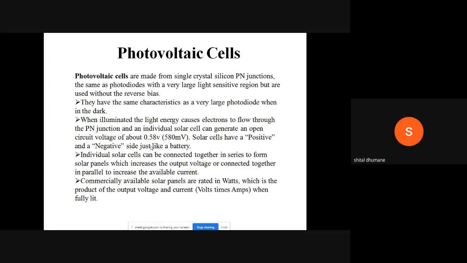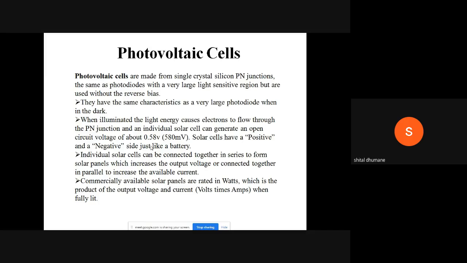So what are photovoltaic cells? They are made from single crystal silicon PN junctions, the same as photodiodes, with a very large light sensitive region, but are used without reverse bias. So they have the same characteristics as a very large photodiode when in the dark. When these solar cells are in dark mode, they have the same characteristics as your photodiodes. When illuminated, that means when light falls on them, the light energy causes electrons to flow through the PN junction, and an individual solar cell can generate an open circuit voltage of 0.58 volts, that is 580 millivolts.